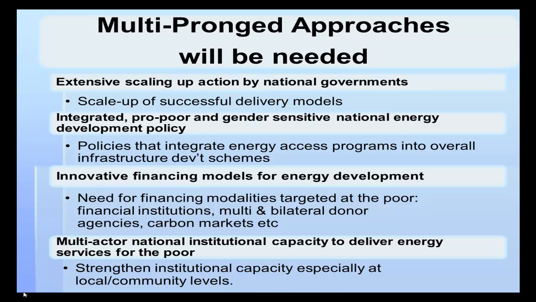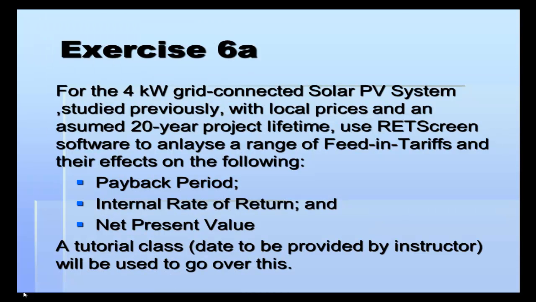And then, of course, there's going to have to be a multi-actor national institutional capacity to deliver energy services for the poor. You're going to need all hands on deck here, because, as I said earlier on, even China has not been able to introduce the massive cuts in people without access to modern cooking fuels. So if the rest of us are going to do it together with China, we're going to really have to bring all actors on board, and we're going to have to be as innovative as we can.